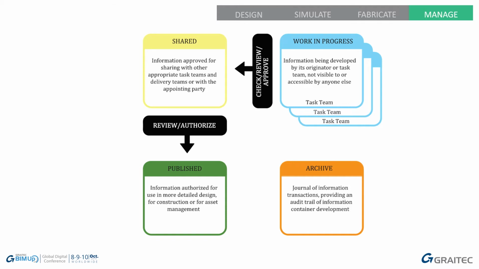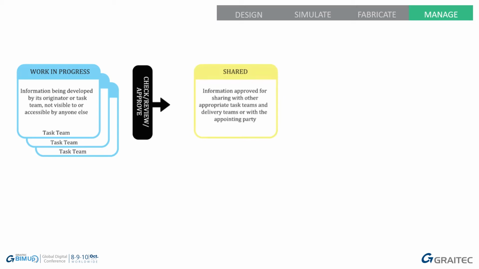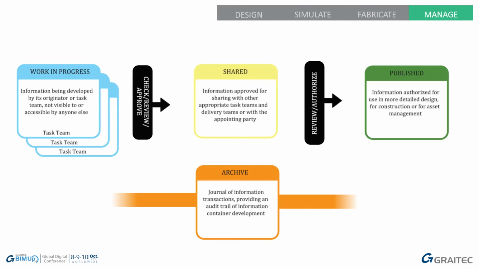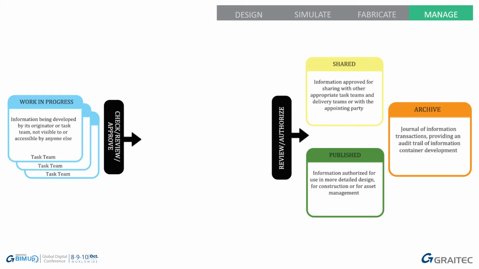Whenever I explain it, I like to think of it more linear. We have work in progress. We have a process of checking and reviewing that information before it's shared and published. The whole way through, we can archive work. There's actually archive going on all the way through. Work in progress, shared, published information is all archived. There'll be a project archive at the end of it as well. Don't get me wrong, once the project is finished and that information is kept, but the archiving process actually takes part throughout the project.